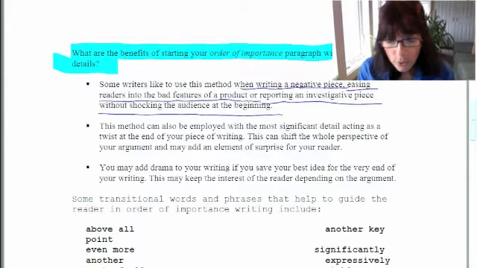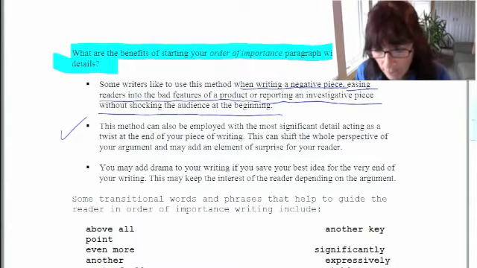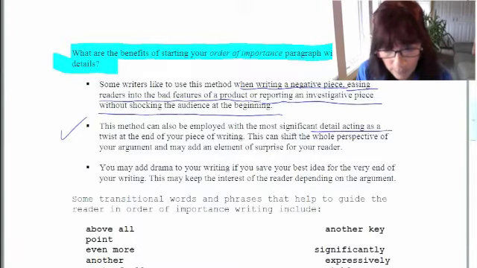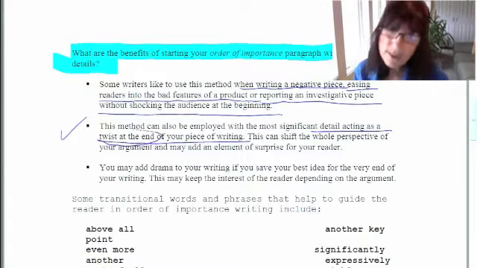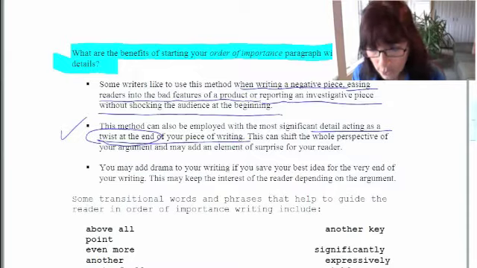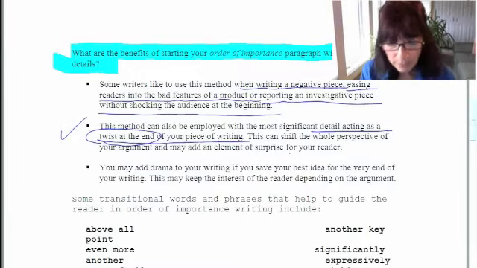So you would start slowly and you would ease the reader into it by starting with maybe some of the facts that you have, but you won't start out with a bang. You don't start out with shock value. Another reason why this method can be employed is with the most significant detail, you might want to save it to the end of your writing because you want to have a twist, or you might want some kind of shock value. There'll be a twist at the end of your writing.